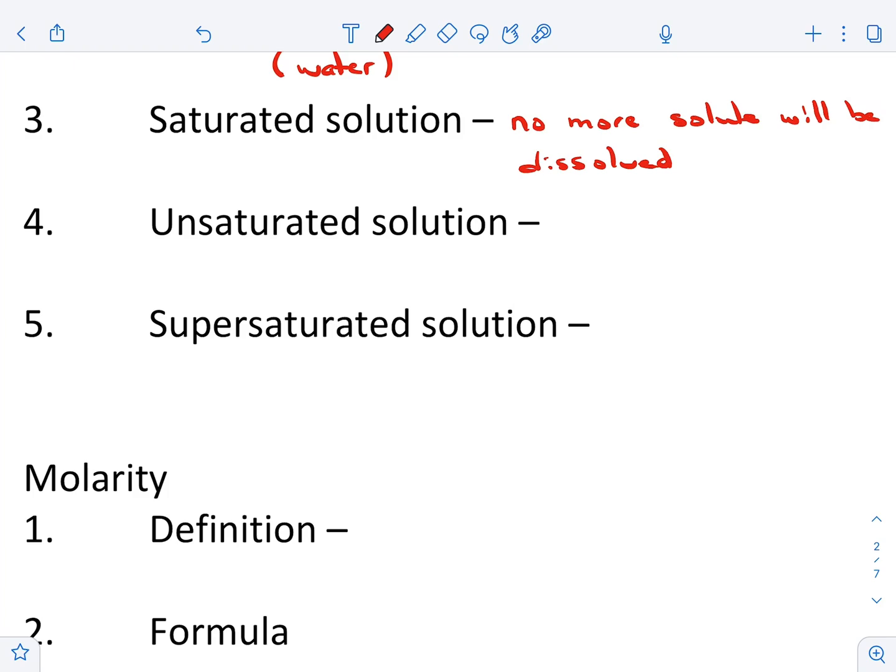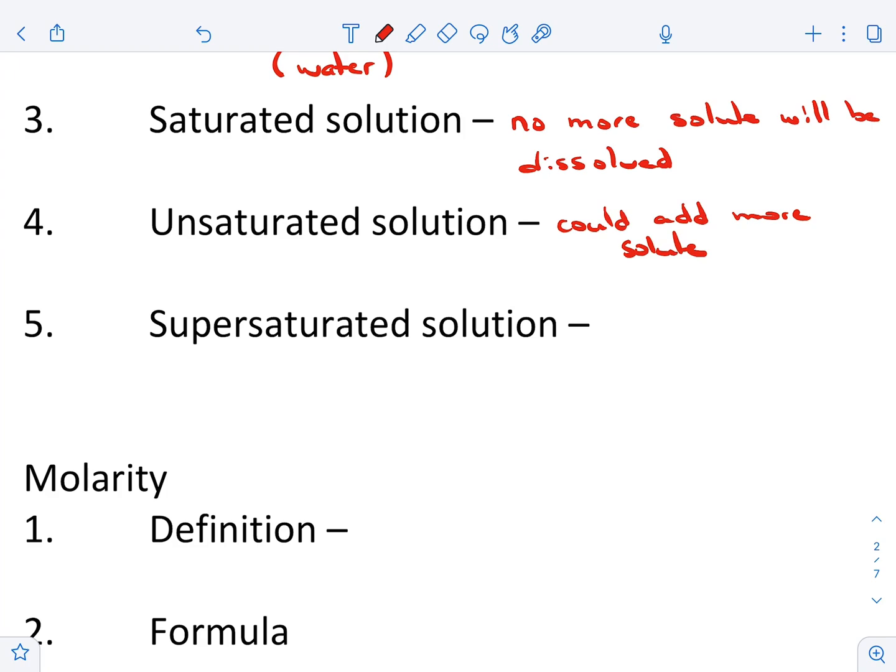All right, an unsaturated solution then is just the opposite of that. So we could add more solute. All right. So if I have an unsaturated solution of table salt, that means I could add more table salt and it would still dissolve.